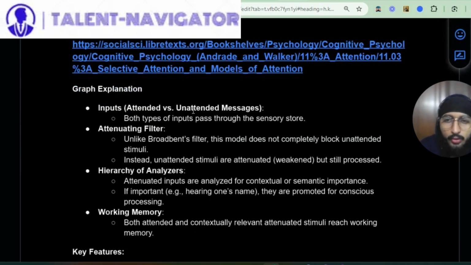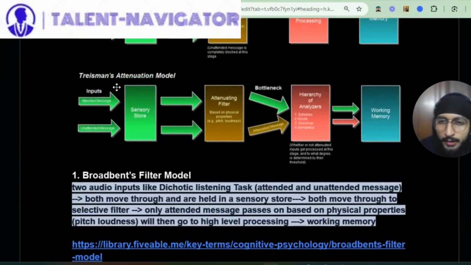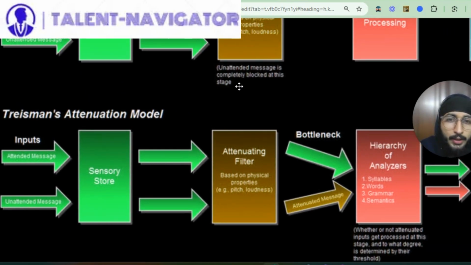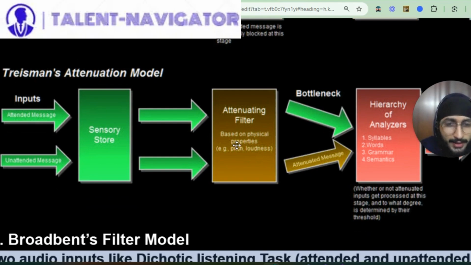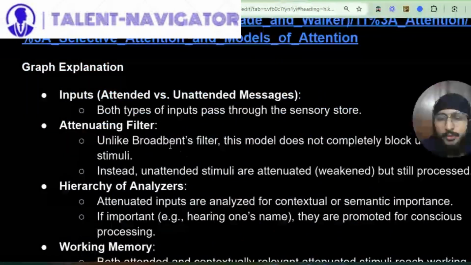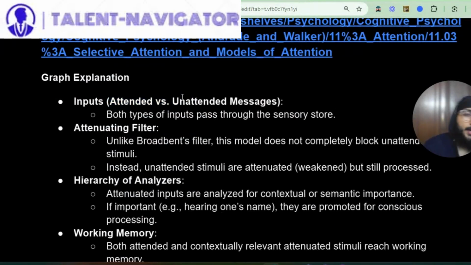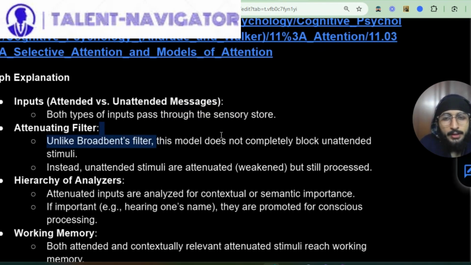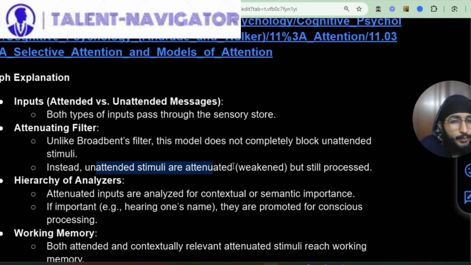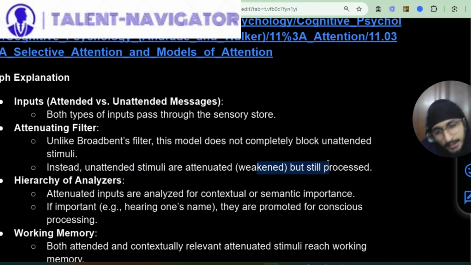So Treisman's model is similar to that but a bit different, because here the unattended message does get passed to the attenuating filter as an attenuated message. So let's go to it. Again, the inputs are attended versus unattended messages, like in the dichotic listening task. Both pass through the sensory store. Now the attenuating filter, unlike Broadbent's filter, does not completely block unattended stimuli. Instead, unattended stimuli are attenuated, which means weakened, but still processed.